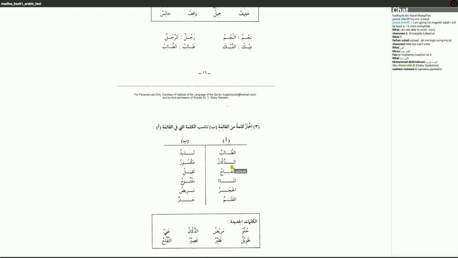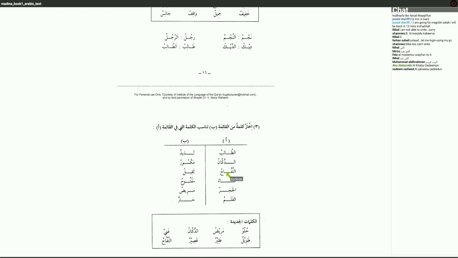Ad-Talibu. Ad-Dukyanu. Dukyan is Arabic and also Urdu. So I'm sure you brothers know that Ad-Dukyan means shop.